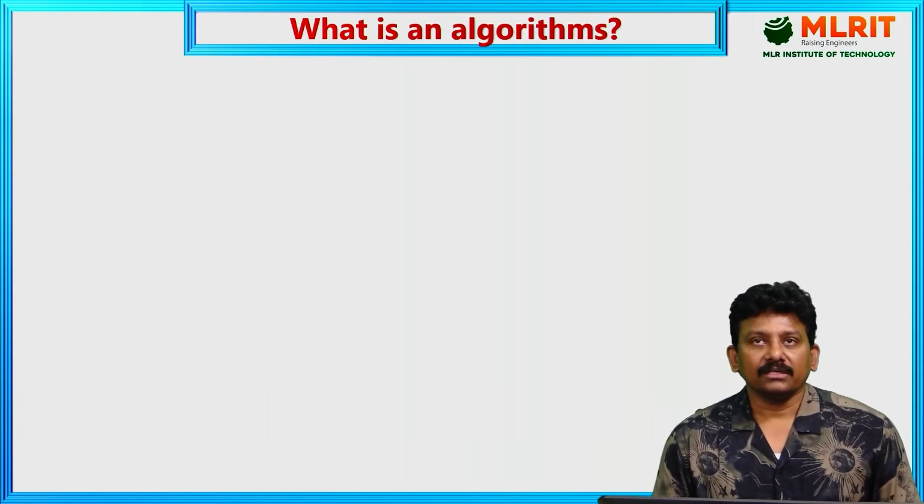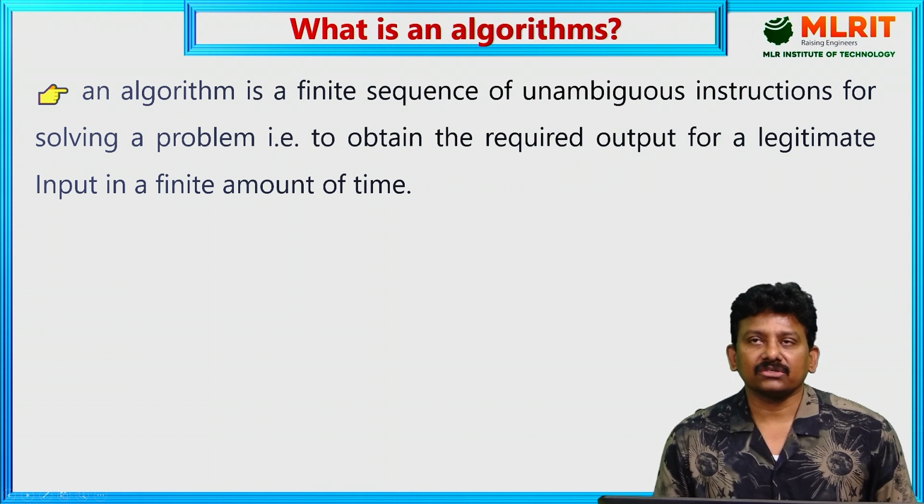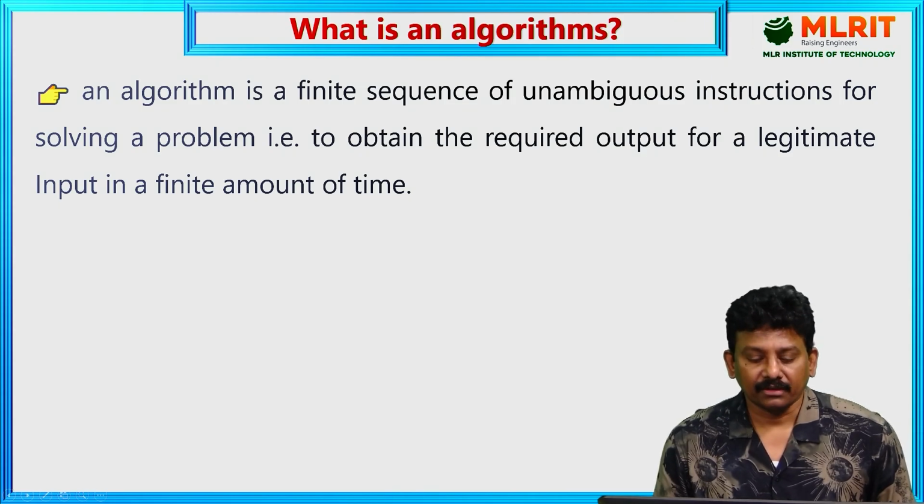So, what is an algorithm? First, we will see the formal definition of an algorithm. An algorithm is a finite sequence of unambiguous instructions for solving a problem, that is, to obtain the required output for a legitimate input in a finite amount of time.